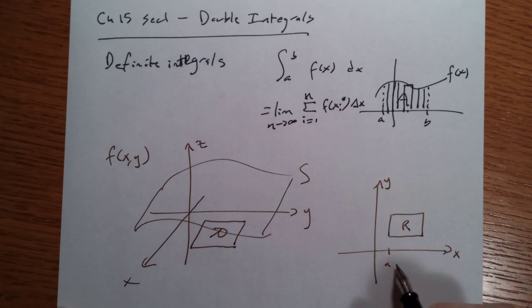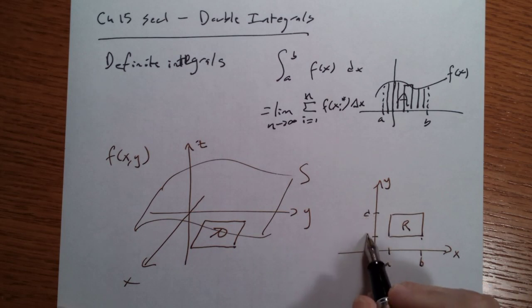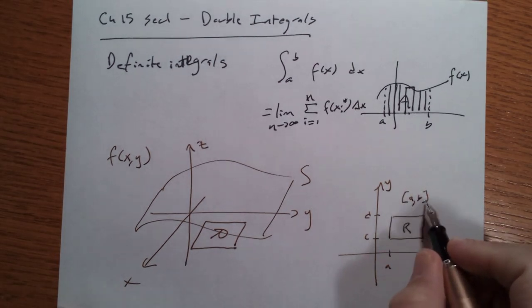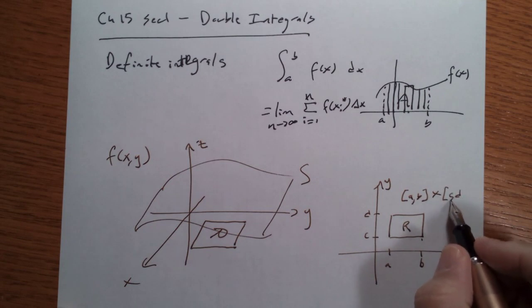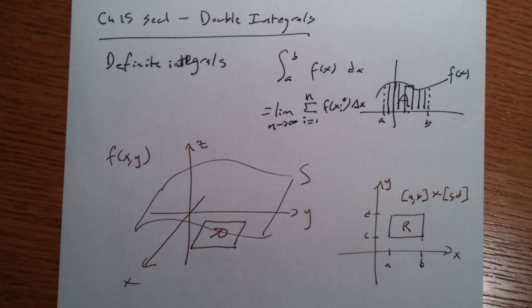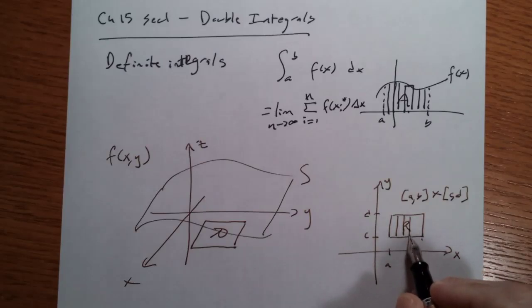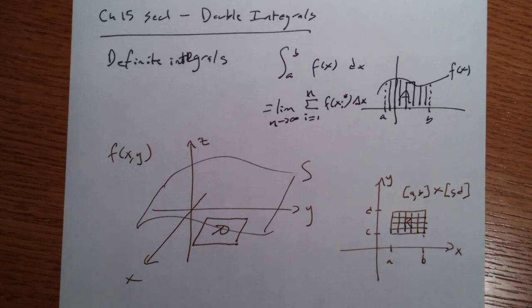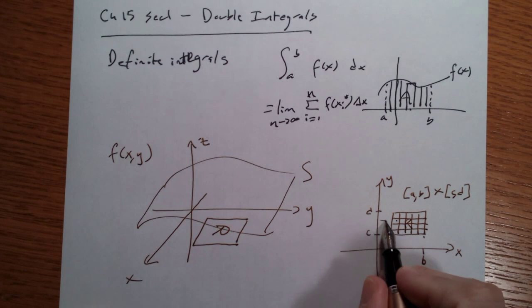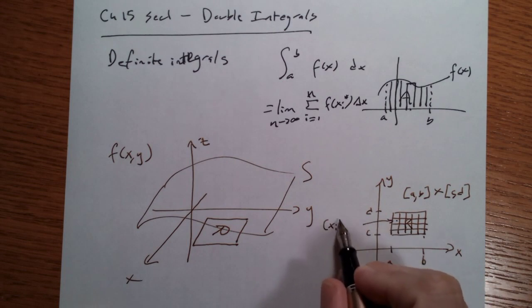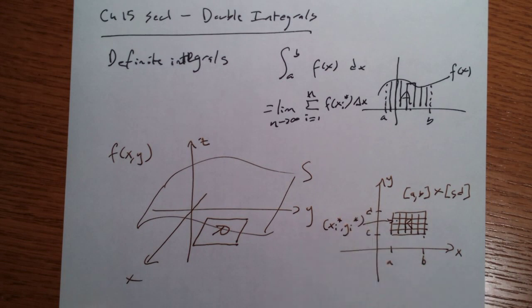And we're going to say that this goes from A to B in X and from C to D in Y. So this is the rectangle made up of the interval AB times the interval CD. How do we divide up this rectangle? Well, we're going to do this rectangle by partitioning it in both X and Y. So we get a little grid. And in each grid, we're going to take a point. That point will be xi star, yi star.